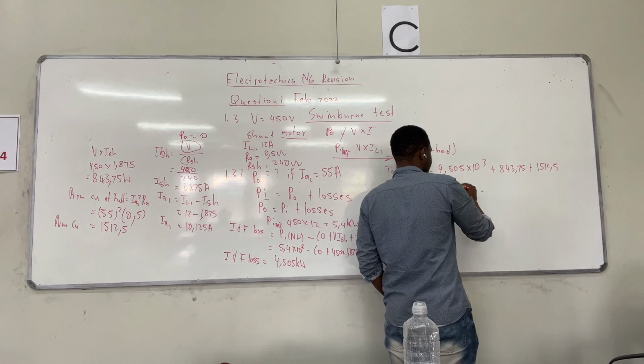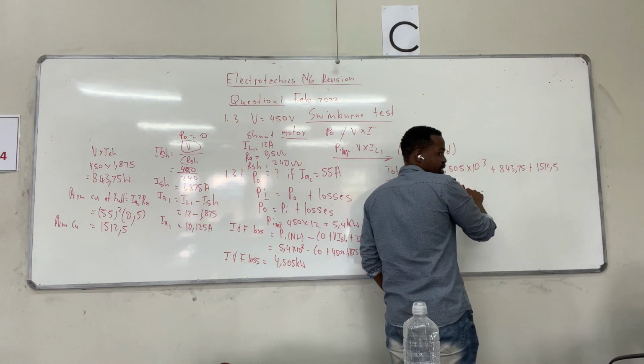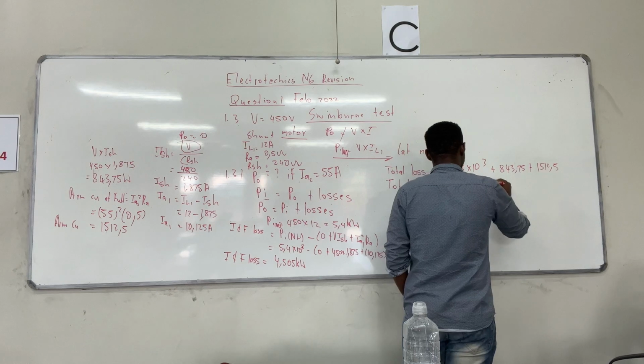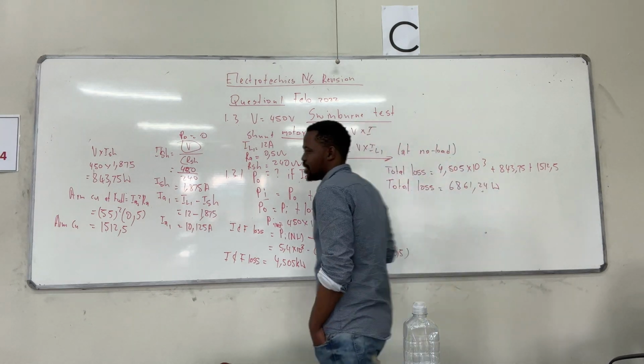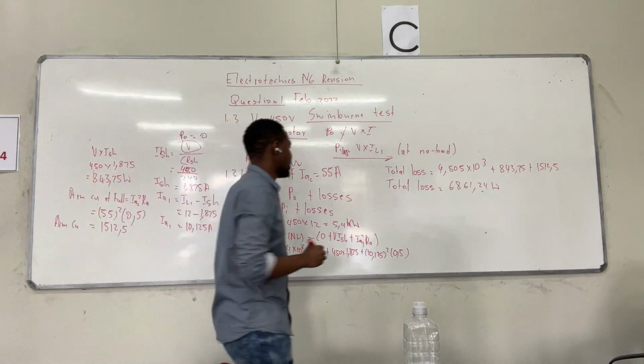6, 8, 6, 1, 2, 4. Okay, those are my total losses. Now we can calculate output power.